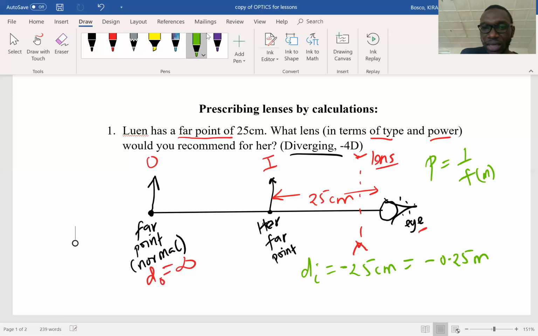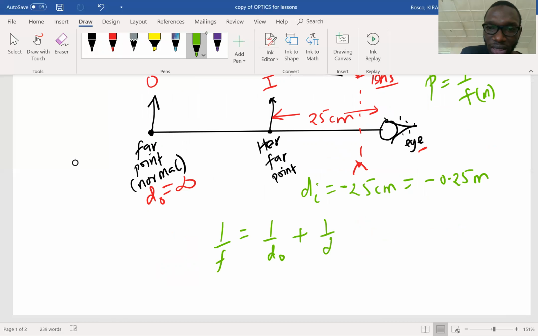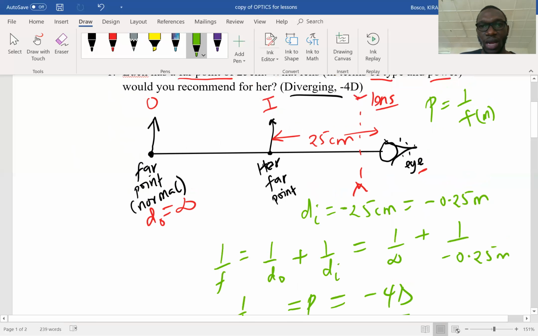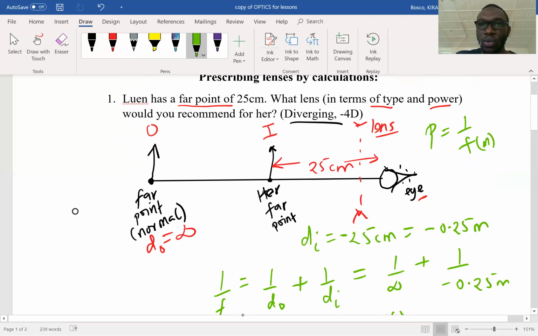0.25 meters. And then we recall that the lens equation is 1 over f equals 1 over d object plus 1 over d image. It's going to be 1 over d object, which is infinity, plus 1 over negative 0.25 meters. And therefore we get 1 over f, which is the same as power, as negative 4 D. The final answer being negative means that it's a diverging lens, and I believe we have answered the question. We know that it should be a diverging lens and must have a power of negative 4 D.